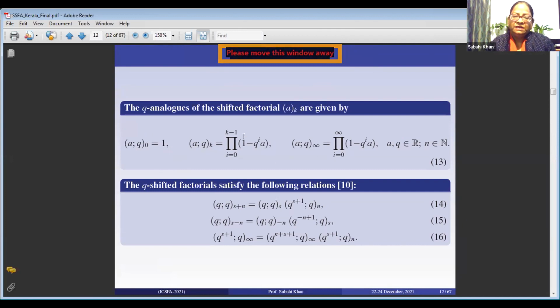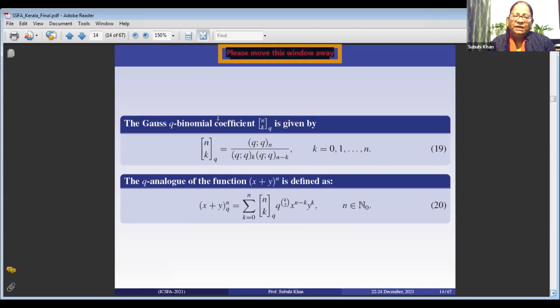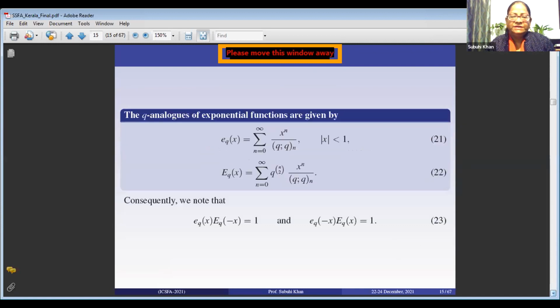So these are the basic relations: Q shifted factorials, Q analogs of the shifted factorial, and this is the Q analog of a complex number, then the Q analog of the factorial functions. So all these basic things are there, and then the Gauss Q binomial coefficient is given by this, and then of course the Q analog of the function (x + y)^n. So these are just the basic things.